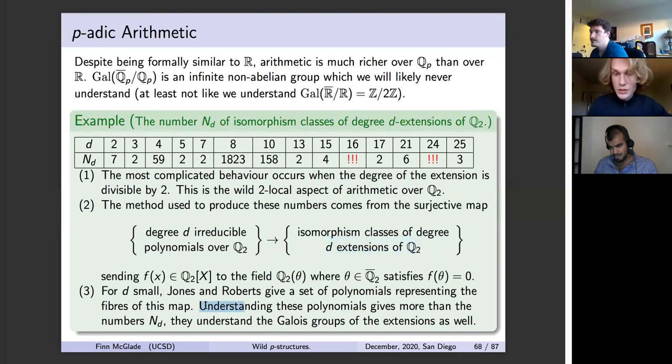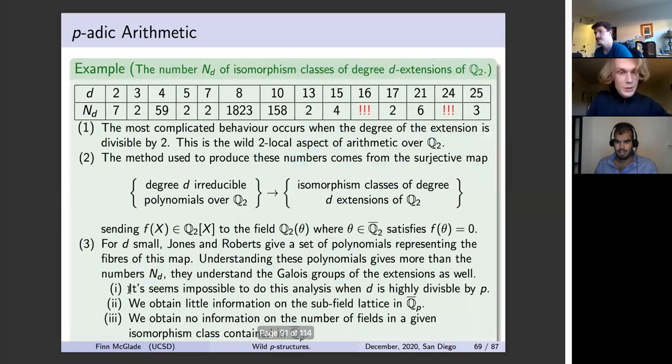Using these polynomials, they can get quite refined information about the arithmetic of Q2. For example, they don't just know the numbers N_d. They can actually tell you what the Galois groups of the corresponding extensions are. This is pretty nice, but you can see it's quite limited. They can't do 16 or 24 because these numbers are just too divisible by 2. There are some limitations though. This type of analysis becomes very difficult when the degree is very divisible by p. When d is divisible by 2 to the 4th, they can't do it.